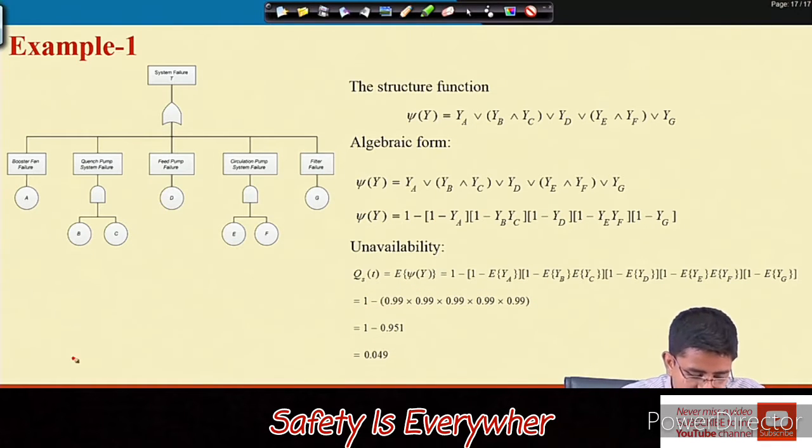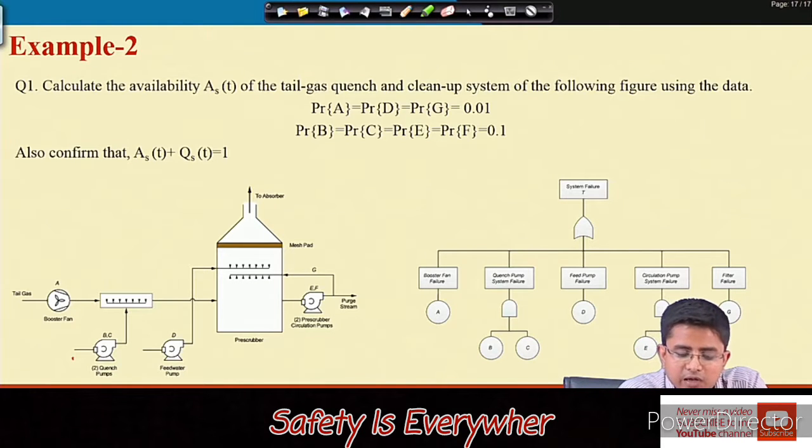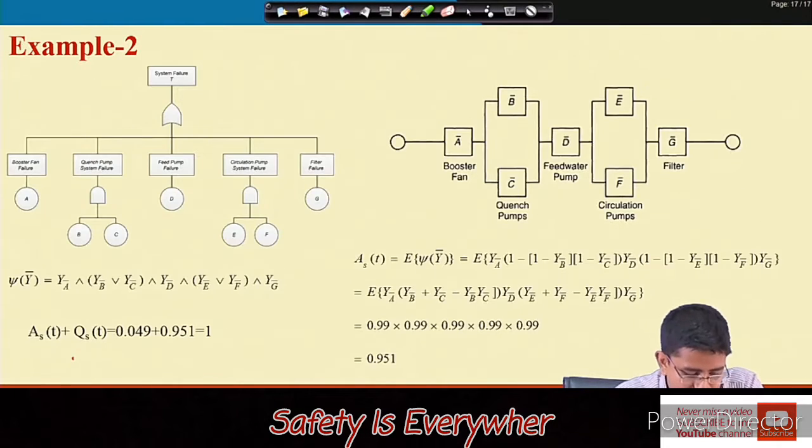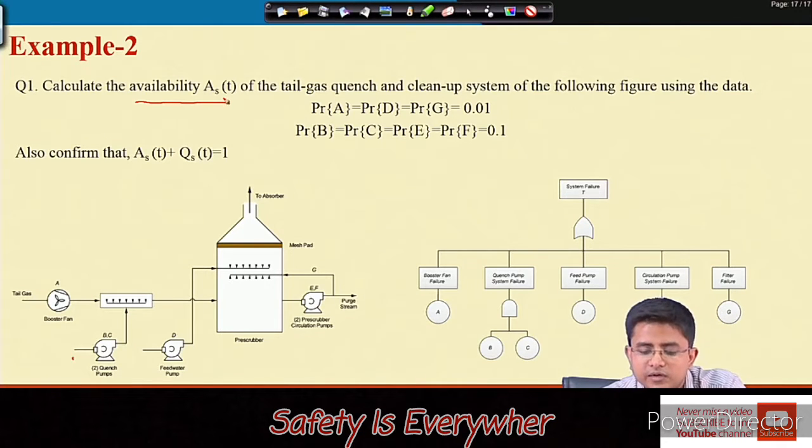So, now we will go to the second problem. In the second problem, it is asking that we have to calculate the availability of the tail gas quench system. The same system is there and the fault tree is there. Now, we have to calculate the availability.